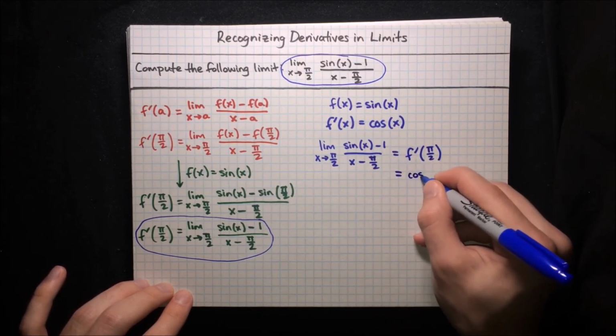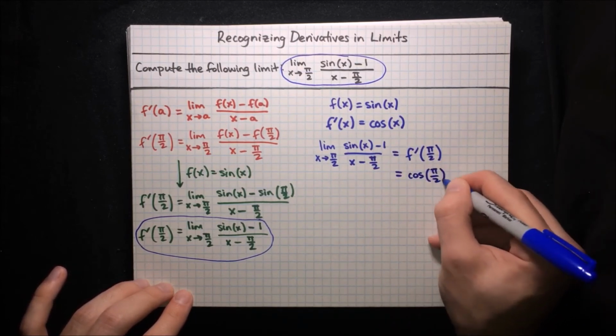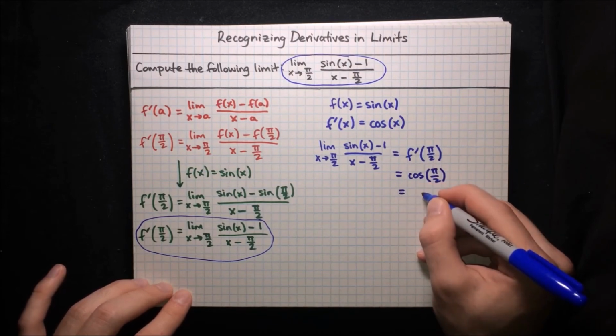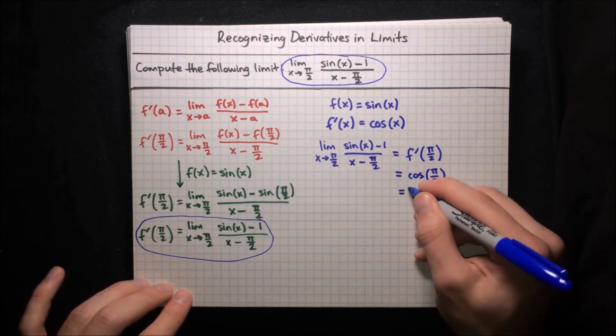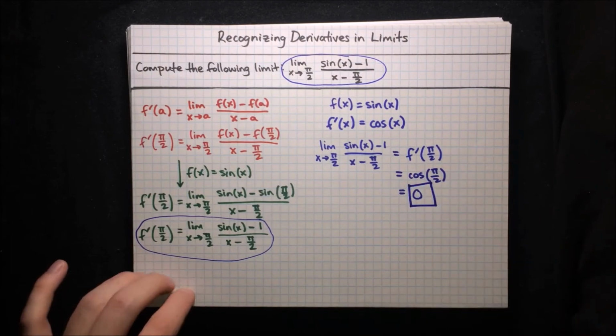So this is just cosine of pi over 2, and cosine of pi over 2 is, well, just 0. So that's the value of our limit. It's just 0.